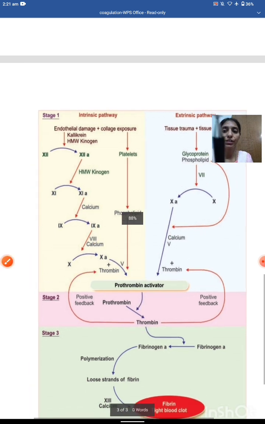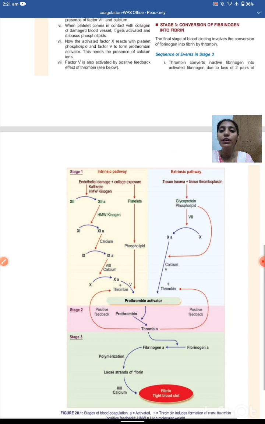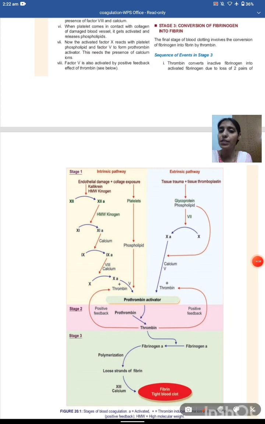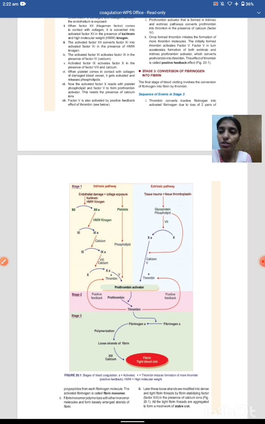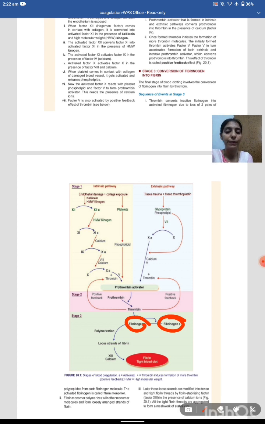So now let's move to the third stage, which is the final stage of clot formation. In the third stage, fibrinogen is converted into fibrin with the help of thrombin, right? The final stage of blood clotting involves the conversion of fibrinogen into fibrin by thrombin. So you can see in this diagram, thrombin converts, or you can say activates, fibrinogen into an activated form by removal of two pairs of polypeptide chains. So here is the inactivated fibrinogen, while here is the activated fibrinogen. So the difference is the removal of two polypeptide chains.